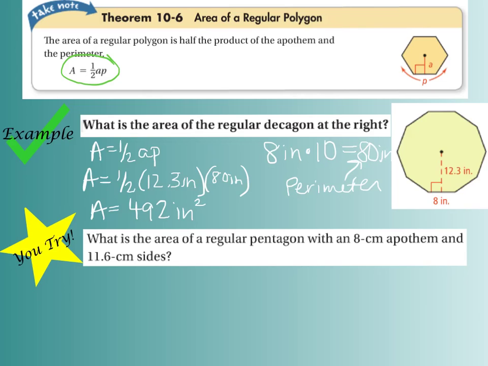So just to recap, I use my formula 1/2 AP. They tell me my apothem is 12.3 inches. I just have to calculate that my perimeter is 8 plus 8 plus 8 plus 8 plus 8 plus 8 plus 8 plus 8 plus 8 plus 8, which is the same as 8 times 10, which gave me my 80, which I then plugged into my formula and multiplied to get my answer is 492 inches squared.